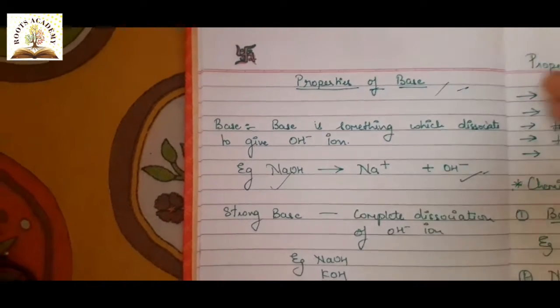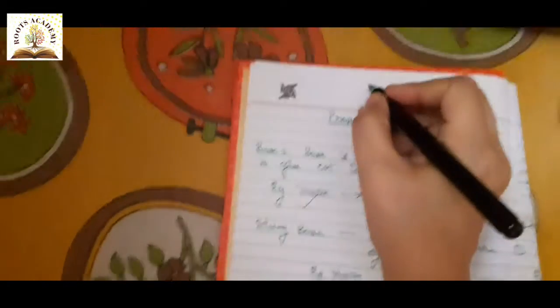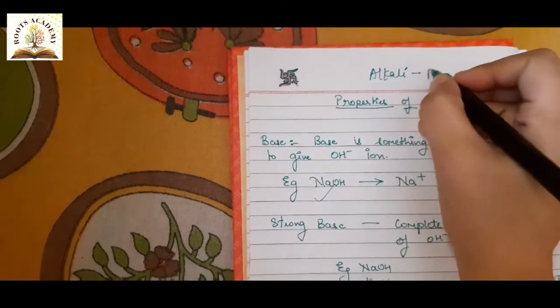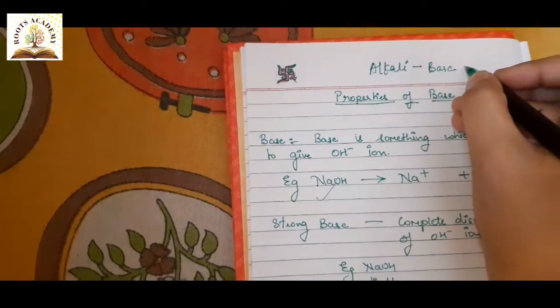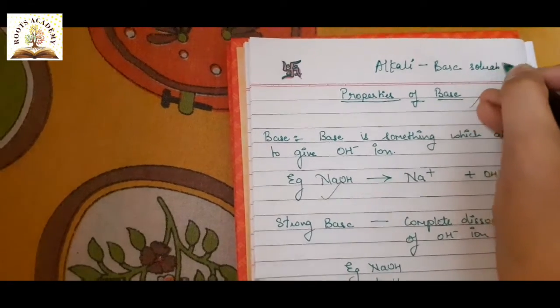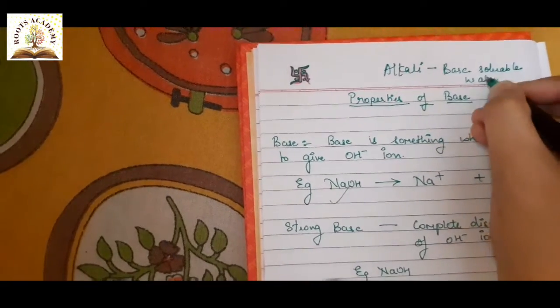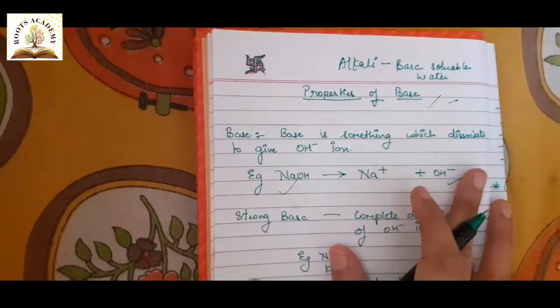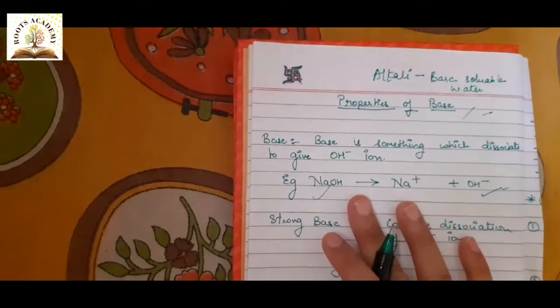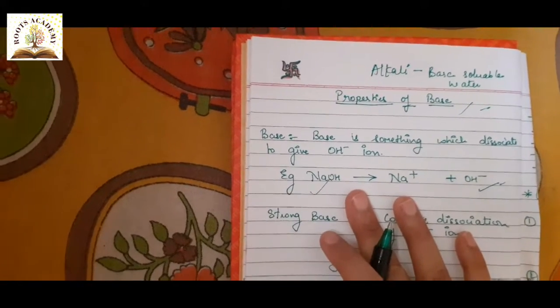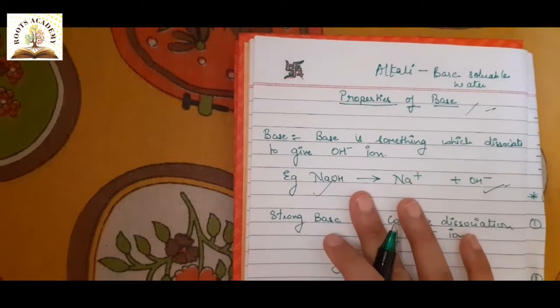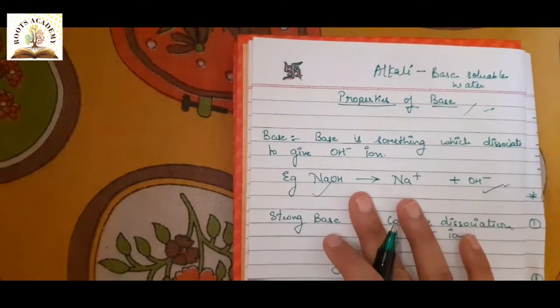Now you also learned something in your book, that is alkali. What is alkali? Alkali is a base which is soluble in water. If you mix it in water and it gets dissolved, then it is alkali. The base soluble in water is called alkali. For example, sodium hydroxide is soluble in water, so it is alkali. Potassium hydroxide is again soluble in water, so it is alkali. So a base which is soluble in water is called an alkali.